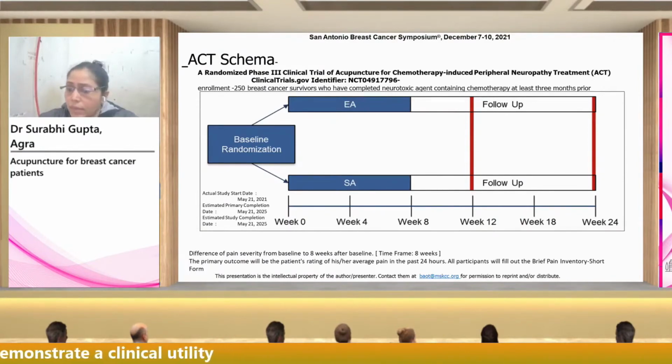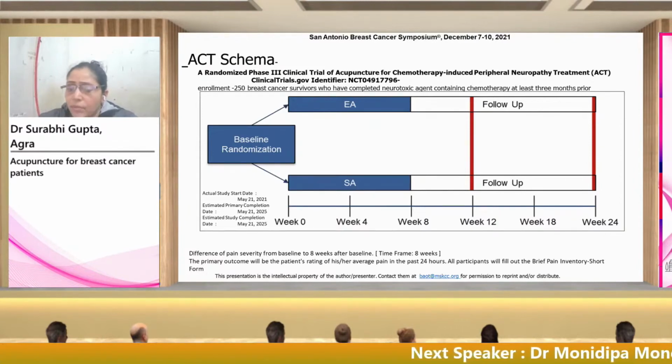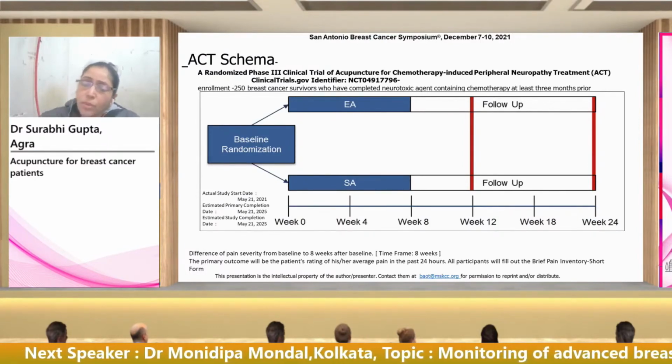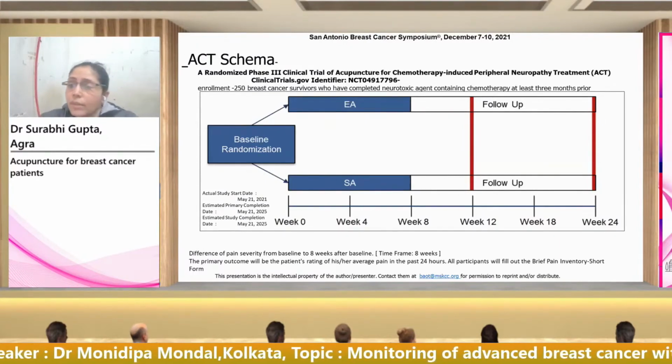Assessment will be done, basically the difference of pain severity from baseline to 8 weeks. After baseline, the time frame is 8 weeks. The primary outcome will be the patient's rating of his or her average pain within the past 24 hours. All participants will fill out the Brief Pain Inventory short form. So this is an ongoing trial, so we cannot comment on the result.